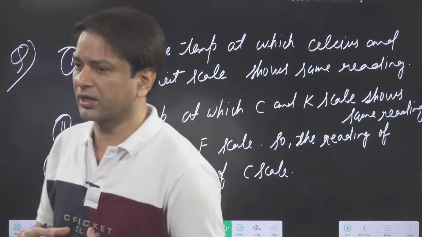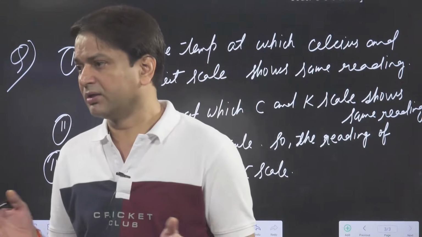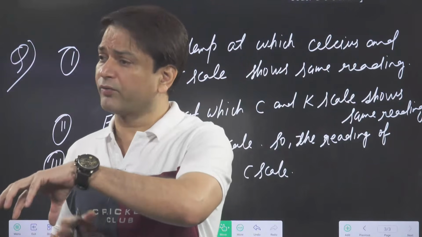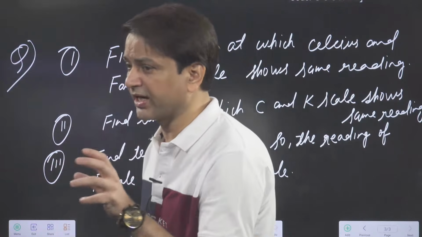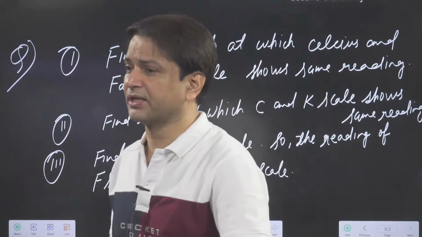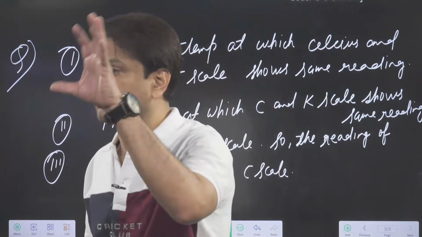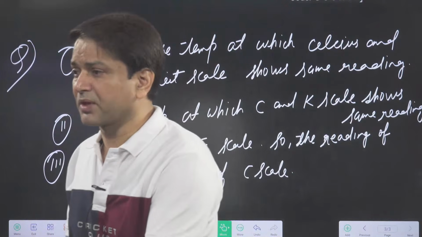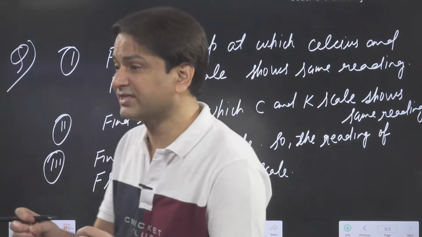We know that for the same body temperature, same temperature, their readings will be different. This scale reading will be different. But is there any temperature for which both scales will show the same reading? That is the question. Everybody getting or not? When we are measuring the same temperature, different scales are showing different readings, that we are getting by using TSI. But I'm asking here, does any temperature exist at which Celsius and Fahrenheit scale both will show the same reading?